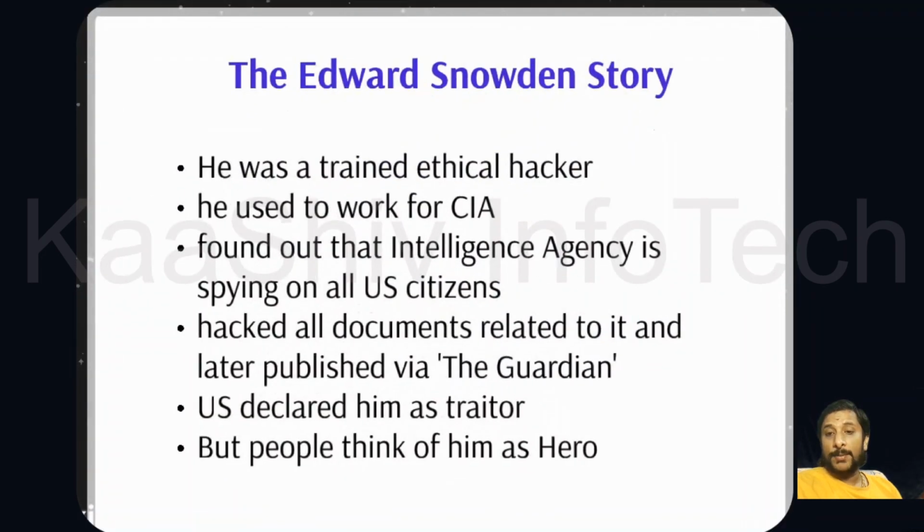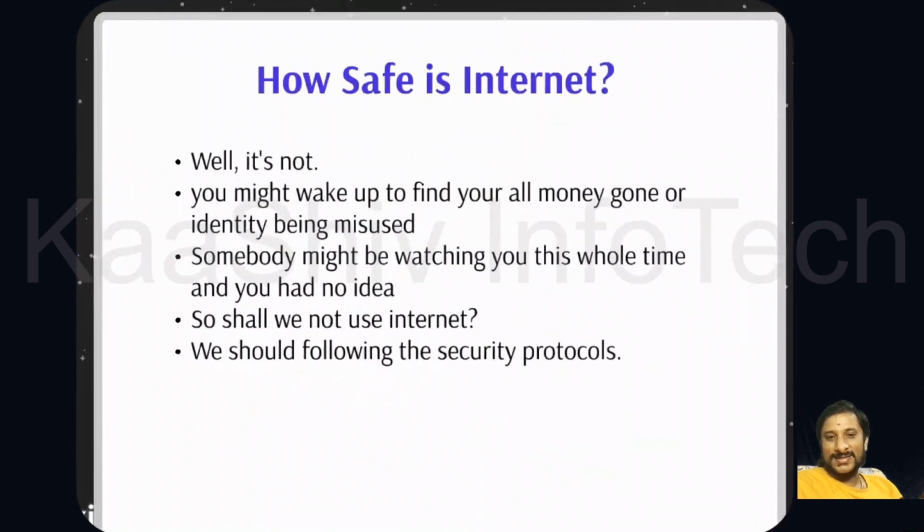So that is the story of a person called Edward Snowden. He is a trained ethical hacker who worked in the CIA, and he used to spy on lots of US citizens and intelligence agents. He was running an intelligence agency, hacked all the documents, and published everything in The Guardian. The US declared him a traitor, but people think of him as a hero. He's a hacker, not an ethical hacker. He's a trained ethical hacker, but he did a lot of hacking, obviously, since they spied on all the US citizens' data.